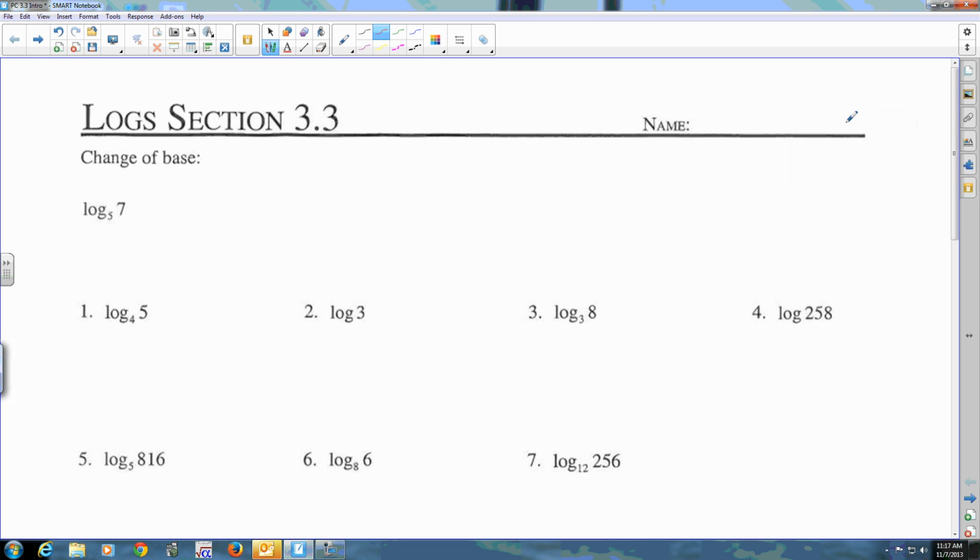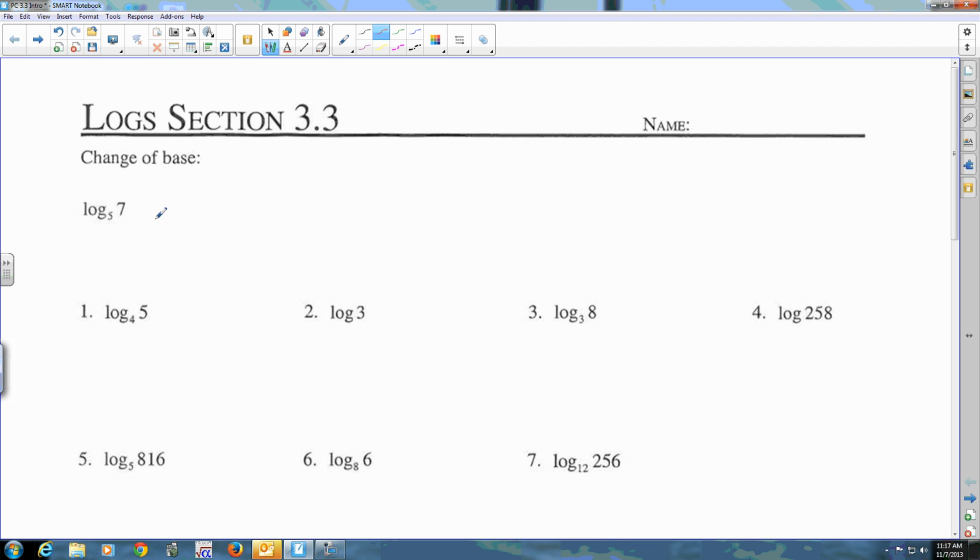All right, you guys, section 3.3 for pre-calculus. First thing is I need to motivate for you that on your calculator, you have a log base 10 button and a log base e button, otherwise known as the LN button, the natural log button. If you want to type in something that's a base other than base 10 and base e, you can't type it in.